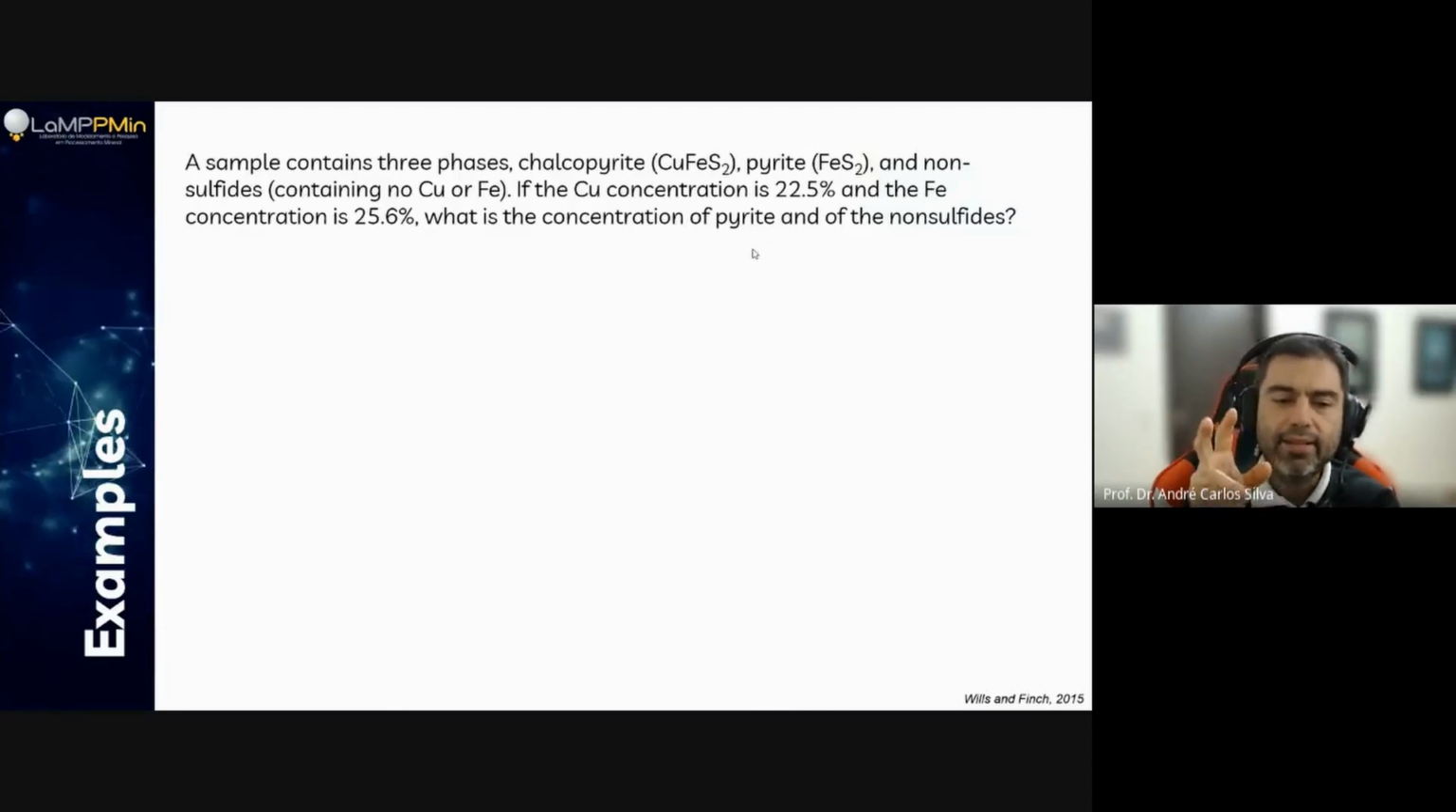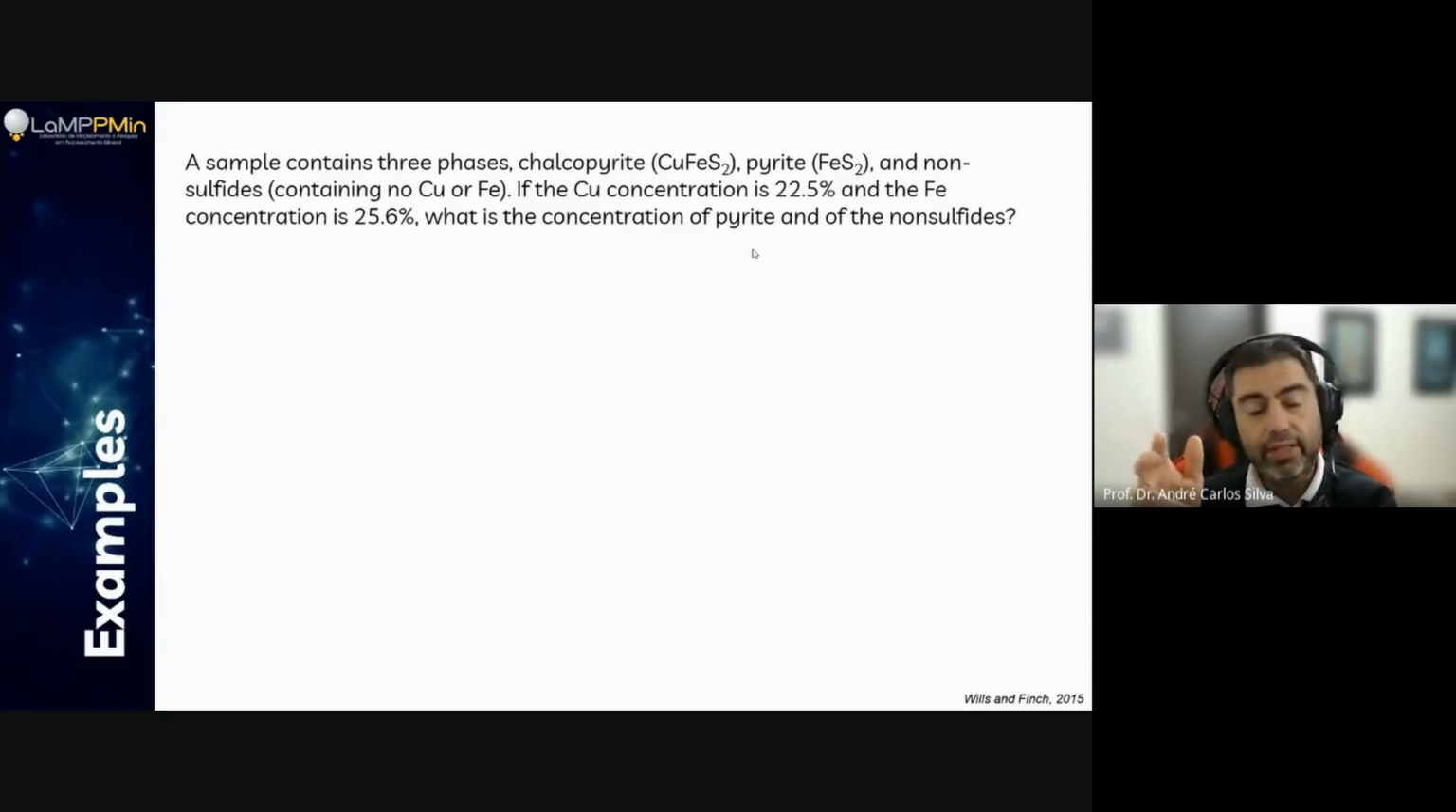Now let's make things a little more complicated, guys. Consider this: you have three mineral phases. We have chalcopyrite, which you can pronounce two ways depending on where you are in the globe, then pyrite, and non-sulfides. The non-sulfides are the other minerals that contain copper and iron, but they are not sulfides. So we have two sulfides.